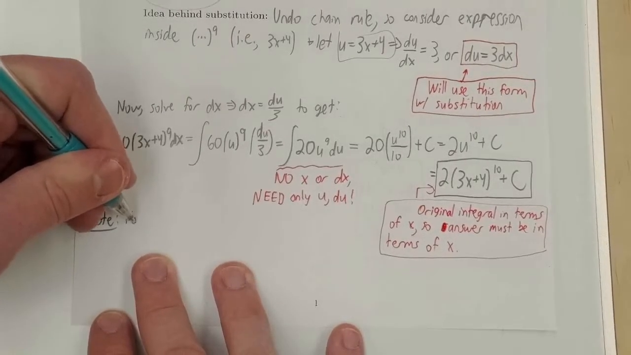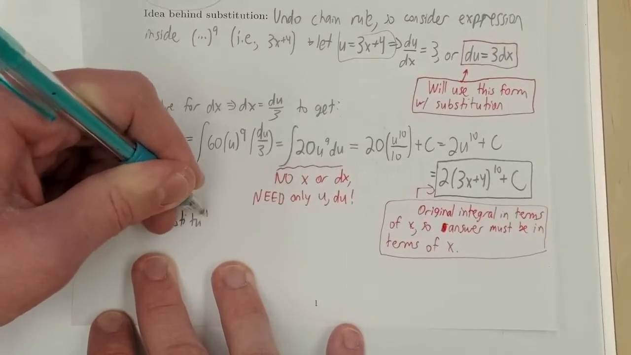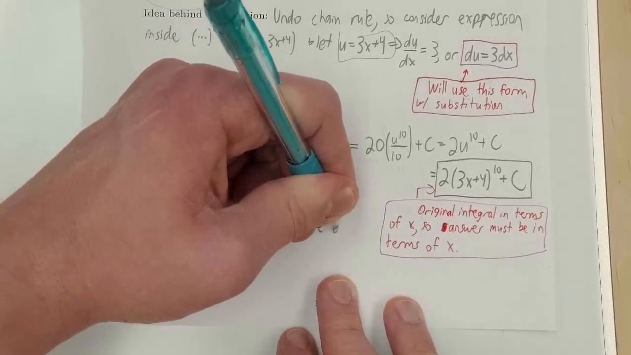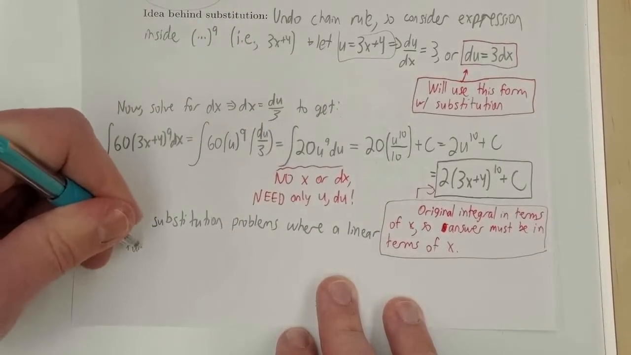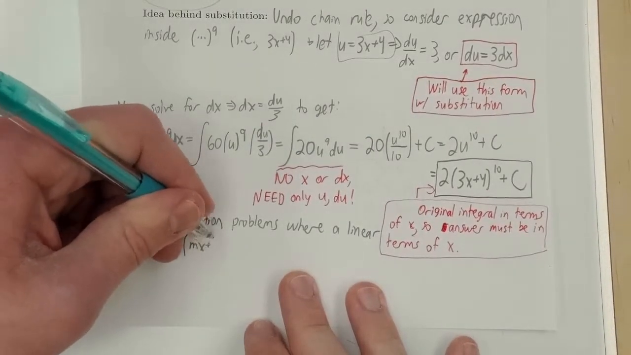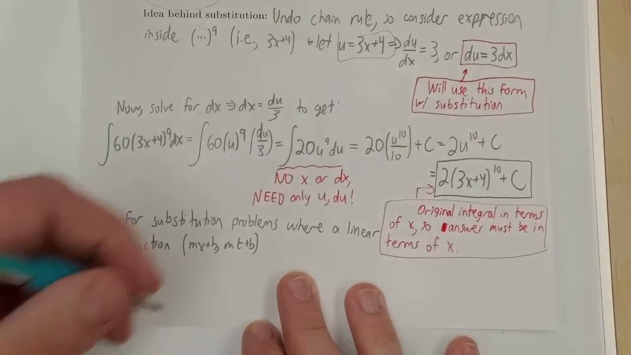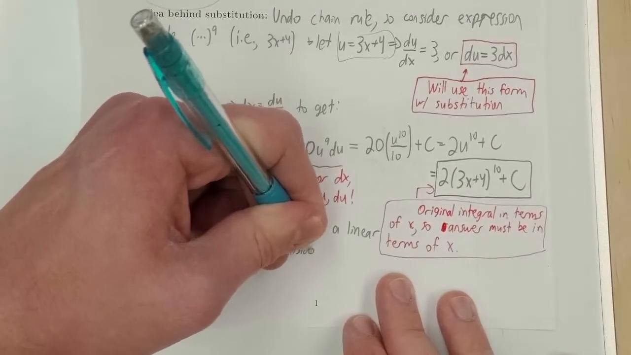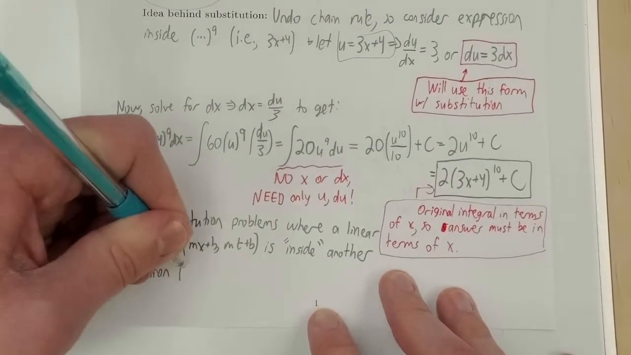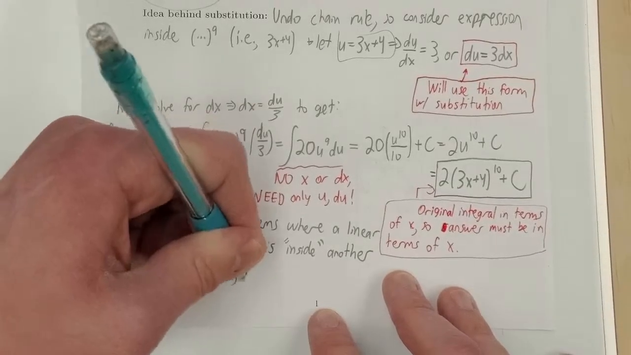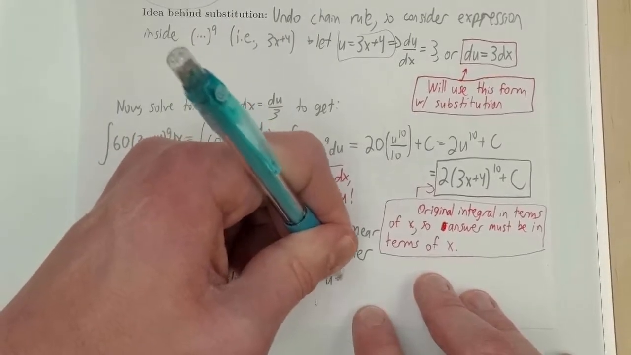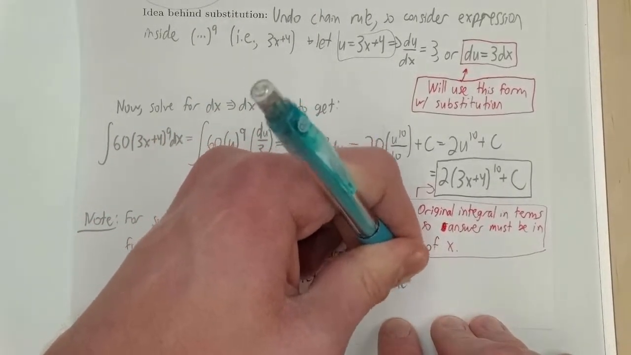Notes for substitution problems where a linear function, something like mx plus b or mt plus b, is quote-unquote inside another function, something like cosine of 3x plus 2, e to the negative x, etc.: let u equal the linear function.